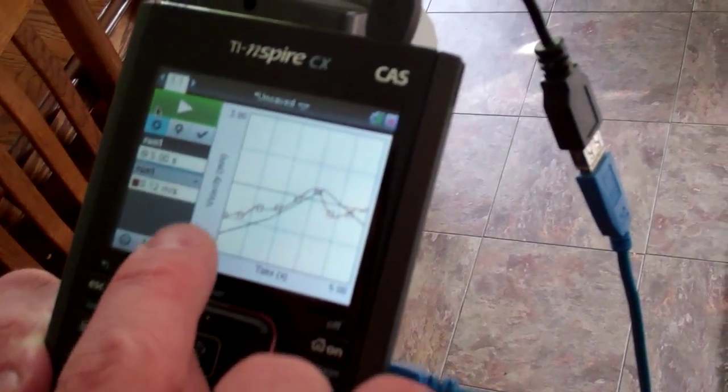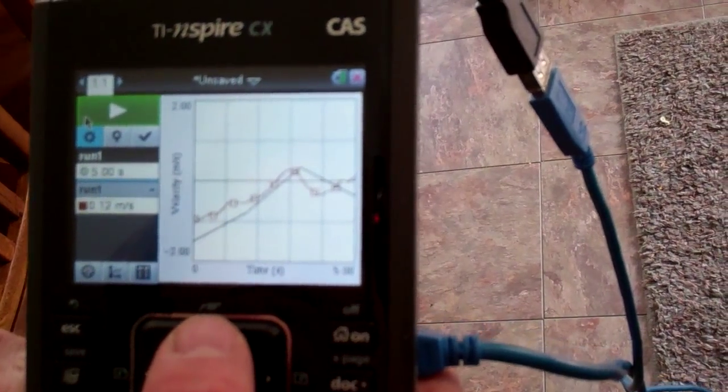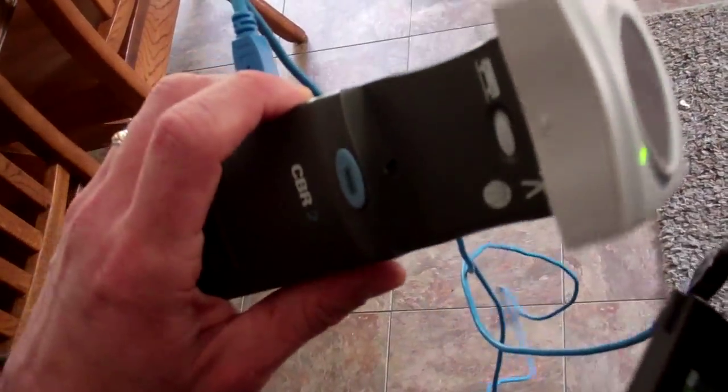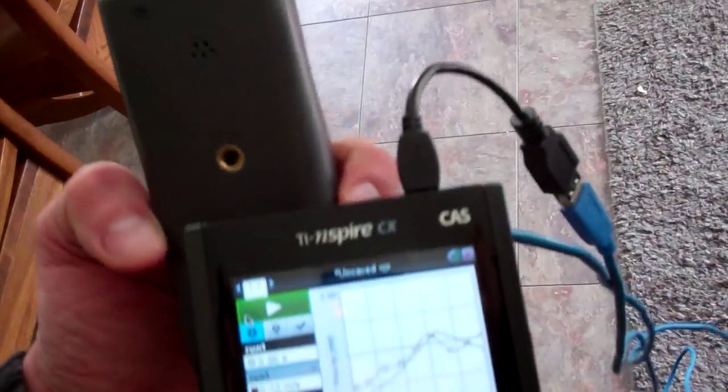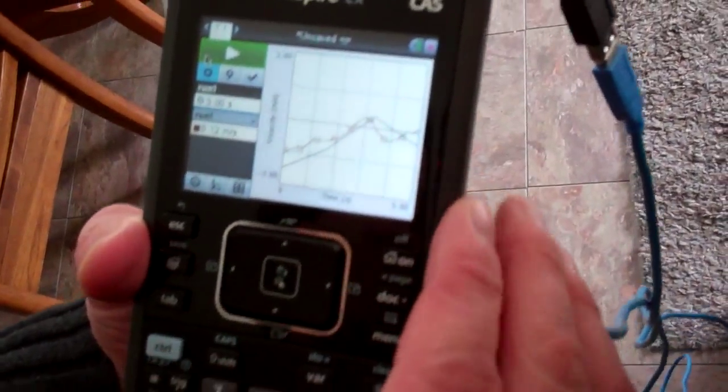So we've got velocity versus time. Somebody was saying they were having a hard time making the velocity time graph work. And so I've got this motion detector, CBR2, plugged in to my TI-Nspire CXCAS. And so, can you see what it looks like?